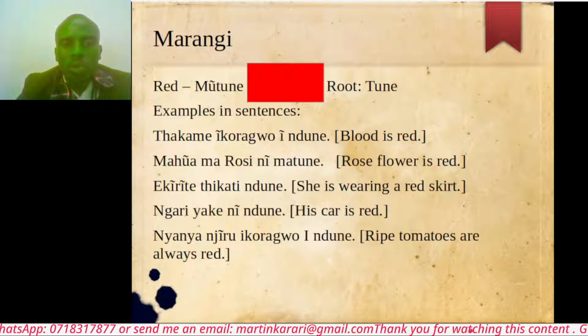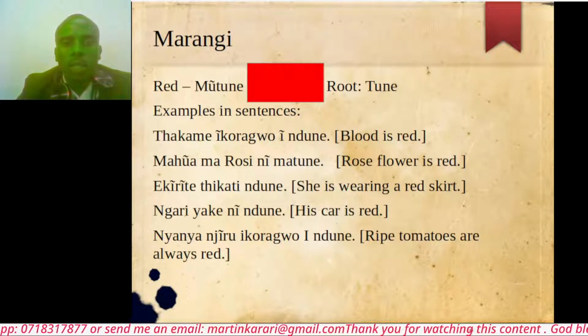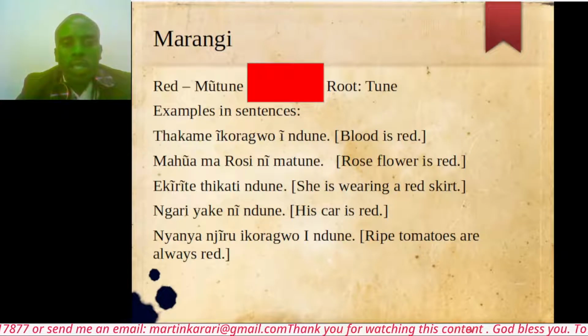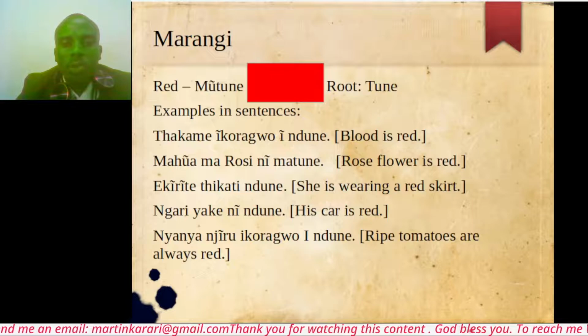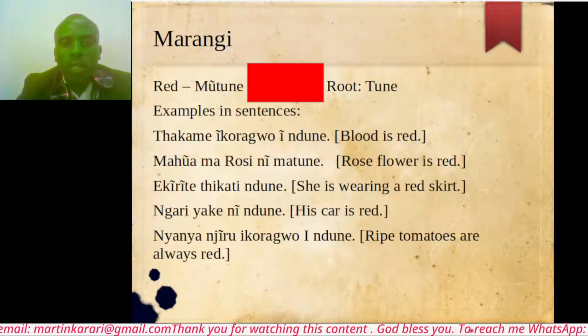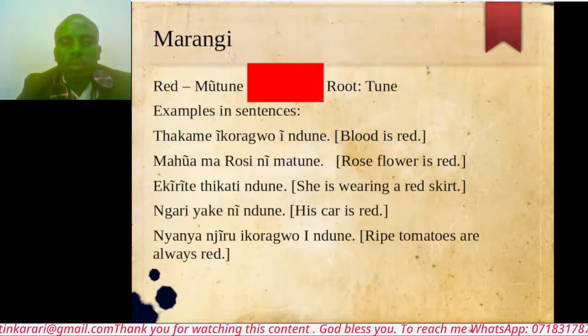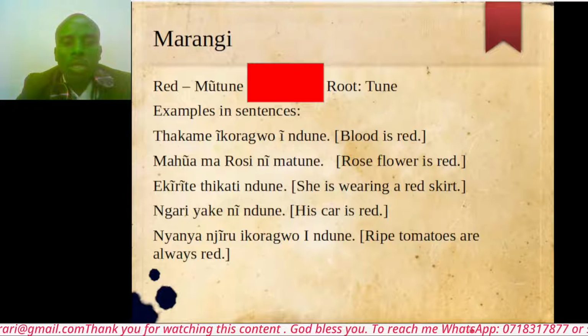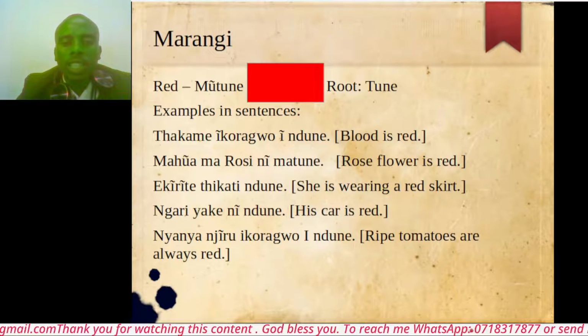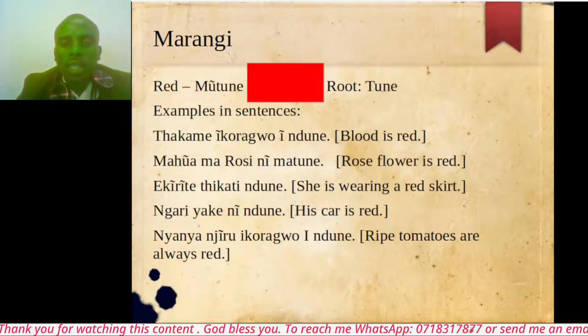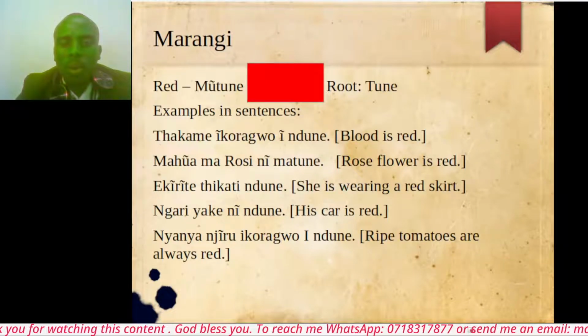Red in Kikuyu is motune, from the root tune. Examples in sentences are: Thakame ikorago edune. That is to say, blood is red. Mahua marusi ne matune. That is to say, rose flowers are red.